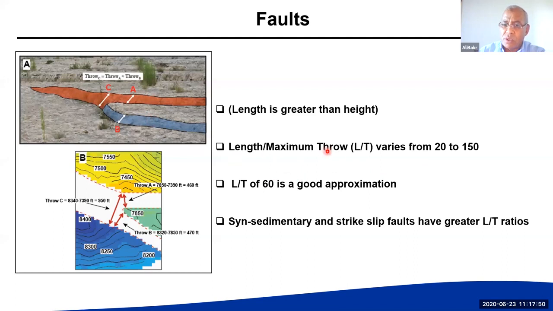The ratio of length to maximum throw, L over T, varies from 20 to 150. So if the throw is 1, the length of the fault should be 20 or maybe more. Actually 60 is a good approximation, since the range between 20 and 150 averages almost 60. So the length over the throw should be about 60. You have to look for this approximation in your seismic interpretation, very important. And in the case of strike-slip faults, or even sedimentary depositional faults, sometimes the L over T ratio increases more than that.